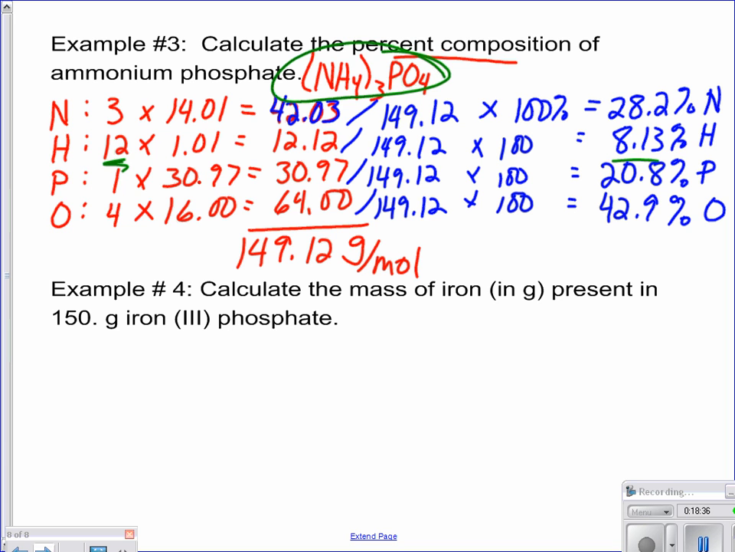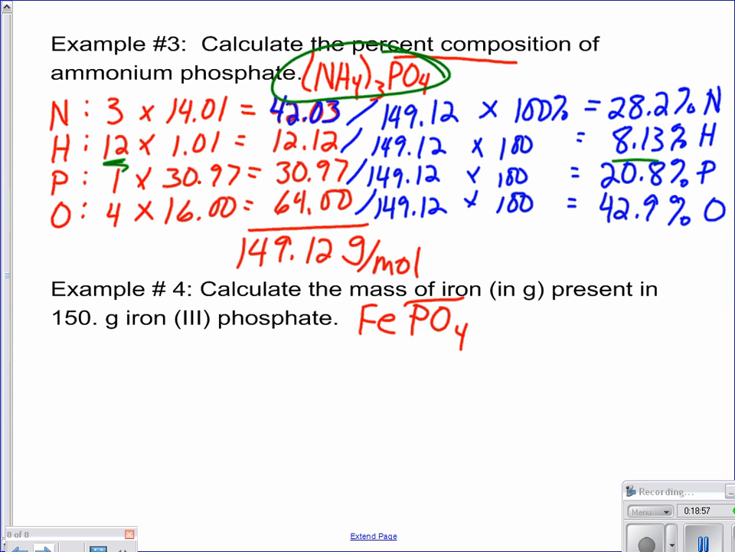Here it's just a little bit different. It says calculate the mass of iron in 150 grams of iron 3 phosphate. Iron 3 phosphate. Iron 3, Fe with a +3. Phosphate, PO4 with a -3. That is electrically neutral right there. So that's how you write it.